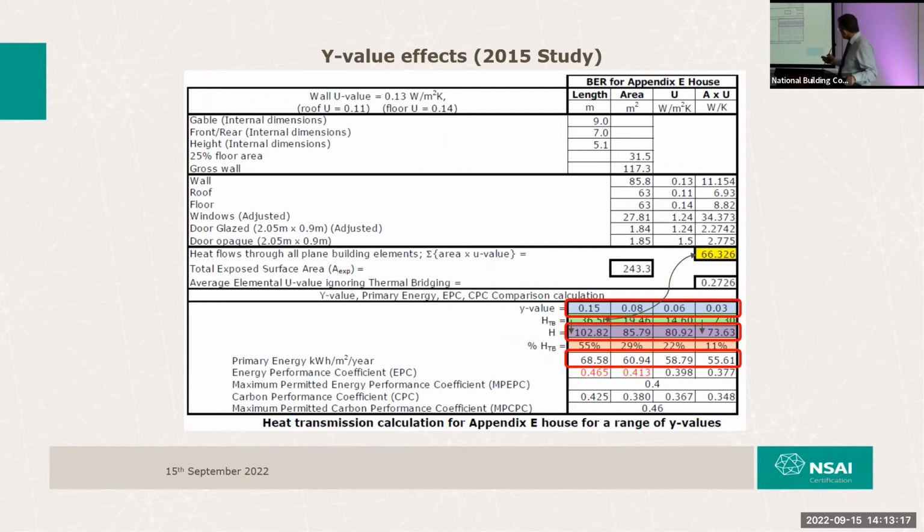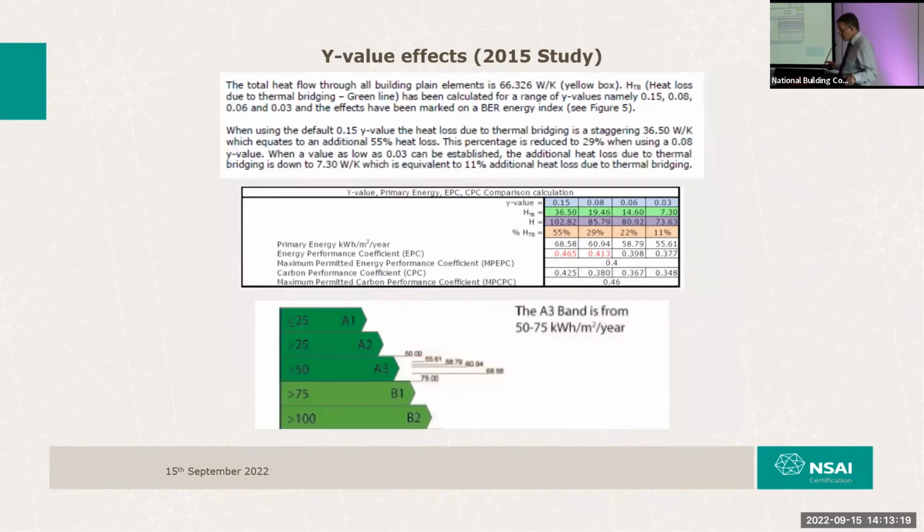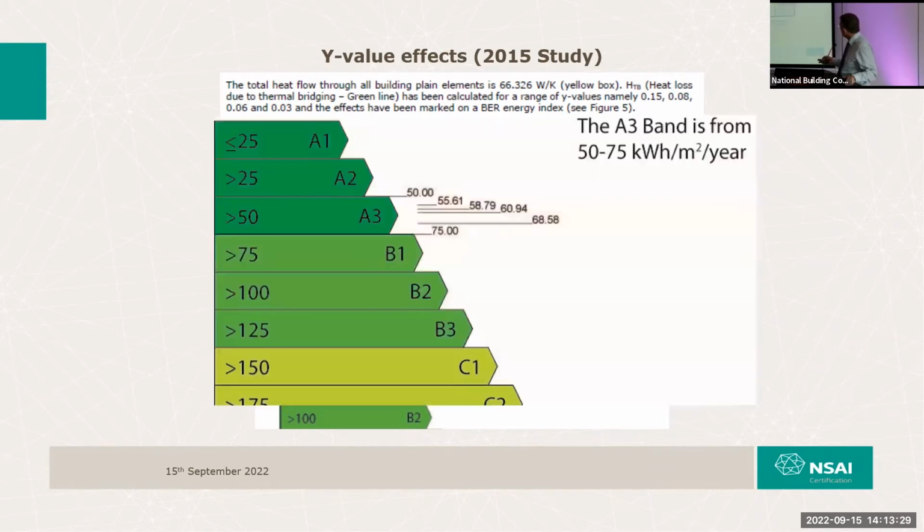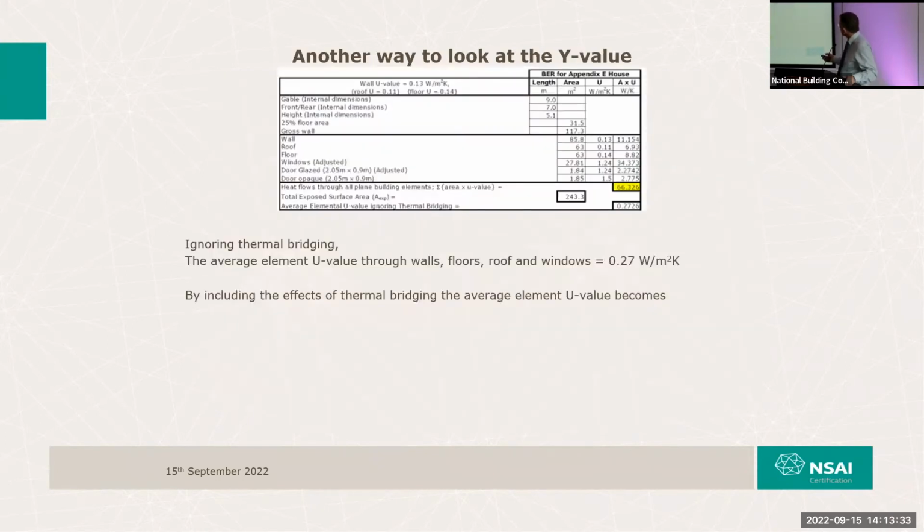So that has obviously a knock-on effect on the primary energy for the house, which drops from 68 down to 55. So in terms of a BER, what does that mean? There's 68 and there's 55. By just focusing on this thermal bridging aspect alone, we've managed to jump half an energy band in rating.